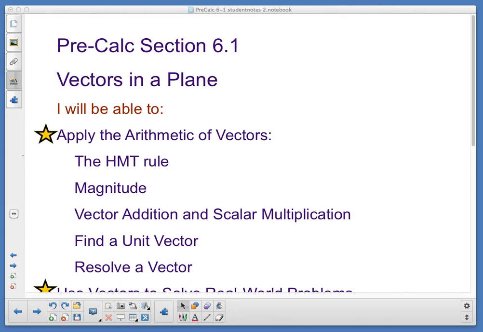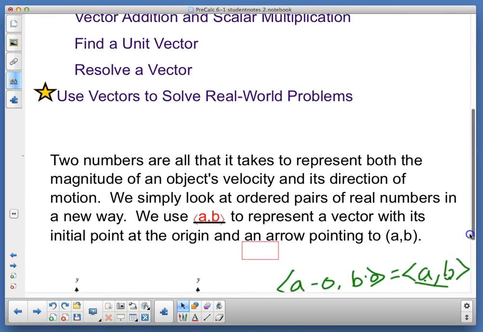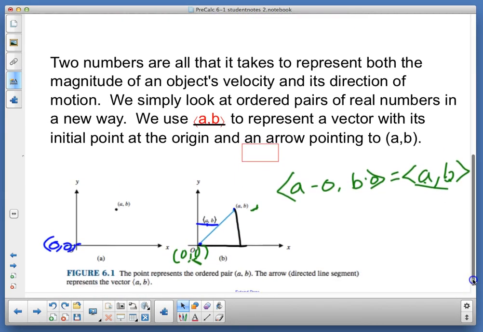Okay, today is one of three sections, or 3 days I should say, for sections 1 and 2 of chapter 6. We're going to be talking about vectors in a plane. You'll be able to apply arithmetic of vectors, the head minus tail rule, magnitudes, vector addition and scalar multiplication, and you're going to find a unit vector and resolve a vector. You're also going to look at using vectors in real-world problems as we go today.